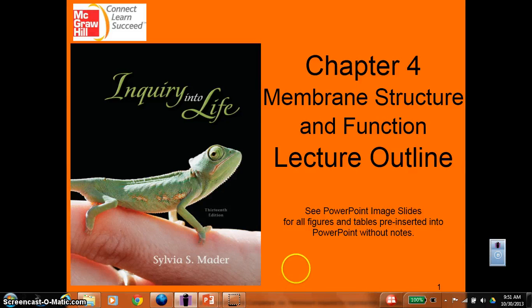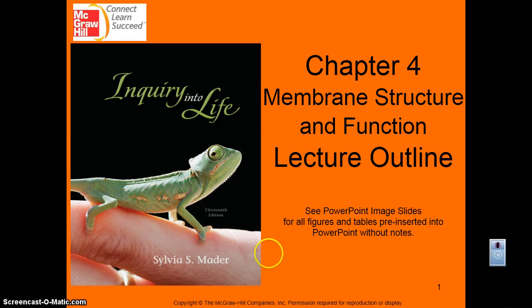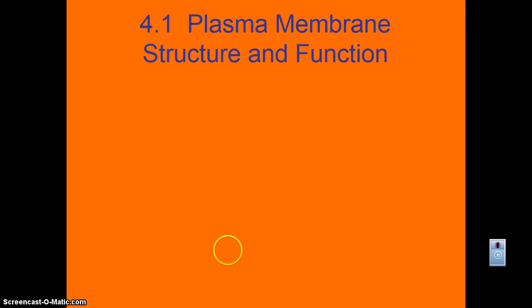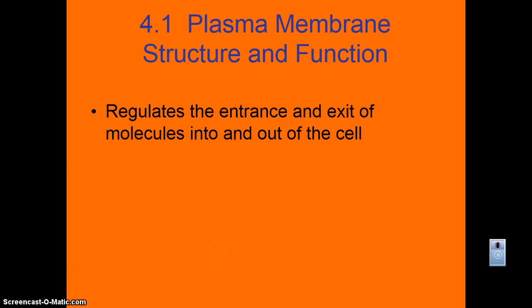Today we're going to start chapter 4, and it's going to be a quick chapter. We're going to just look at specifically the cell membrane. 4.1 is going to deal with the plasma membrane or the cell membrane, its structure and its function. The purpose is to regulate what comes into and out of the cell.